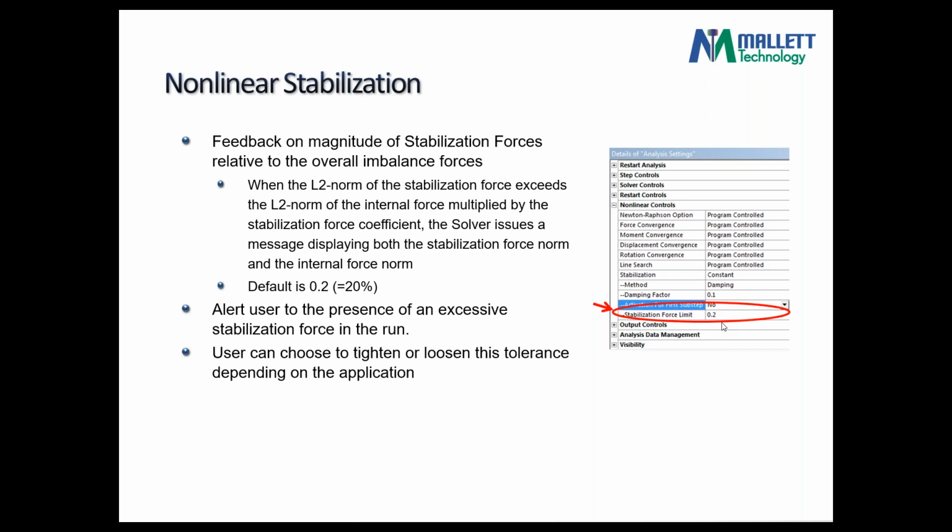L2 norm is a measure we use for calculating forces. You want to make sure that the L2 norm for those stabilization forces is less than the L2 norm of the internal forces in the system. 20% is a magic number, but you probably want it to be smaller than that. More than that, and it would be applying too much external energy, and that's not good. The program will give you a warning if it's too much. You will see the warning in the output file.